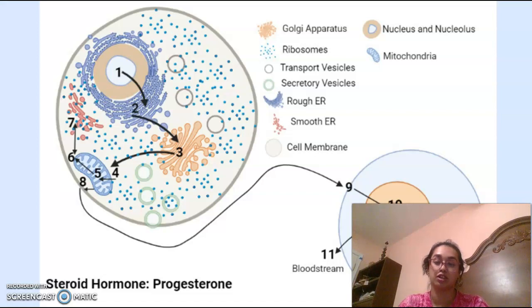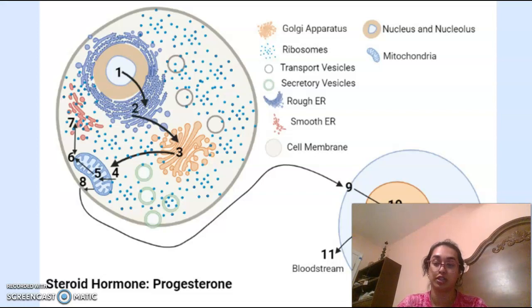Then from there, the cholesterol goes to the Golgi apparatus, which is labeled as 3. And then from there, it goes over to the outer mitochondrial membrane, which is labeled as 4. And when the cholesterol gets to the outer mitochondrial membrane, it gets greeted there with specific enzymes and proteins, which will then let it into the inner mitochondrial membrane, which is labeled as 5.